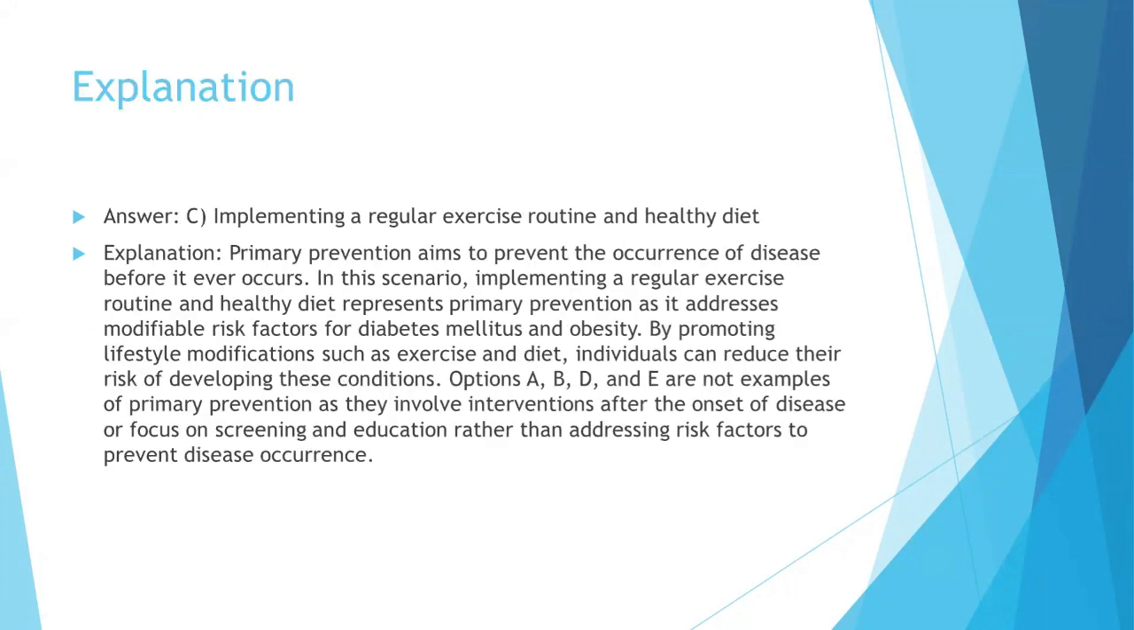So the answer is implementing a regular exercise routine and healthy diet. Primary prevention aims to prevent the occurrence of disease before it ever occurs. In this scenario, implementing a regular exercise routine and healthy diet represents primary prevention as it addresses modifiable risk factors for diabetes mellitus and obesity. By promoting lifestyle modifications such as exercise and diet, individuals can reduce their risk of developing these conditions.